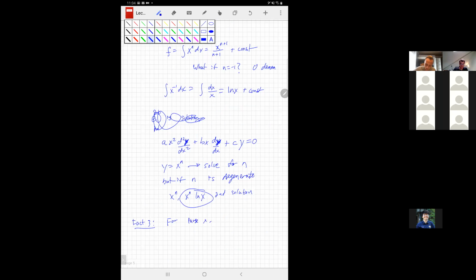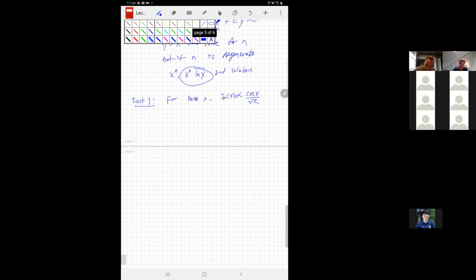For large x, Jm of x is proportional to cosine of x over square root of x. Well, the thing to keep in mind is that these are solutions to the wave equation. Okay, and let's consider a wave in 2D. If I've got a wave spreading out in 2D, it's going out in all directions.